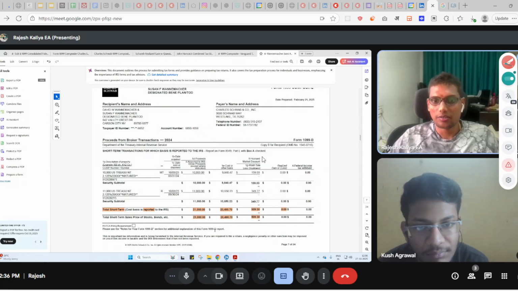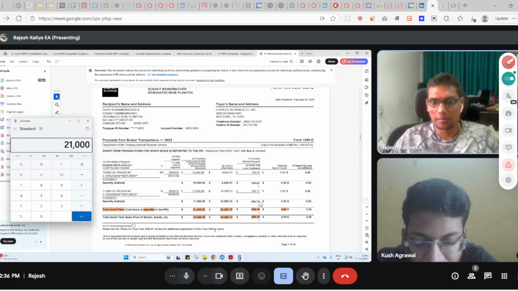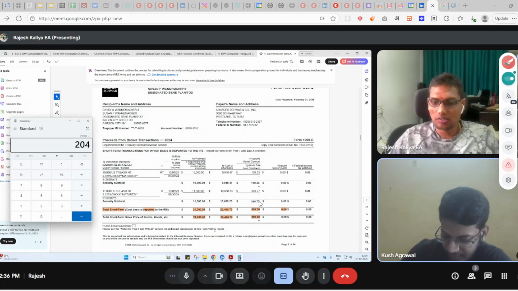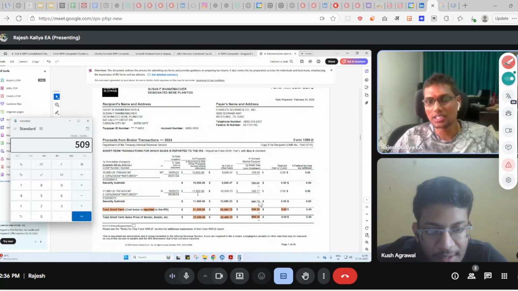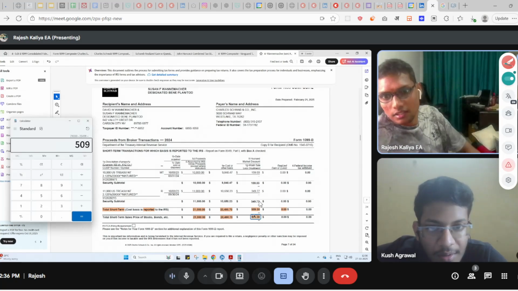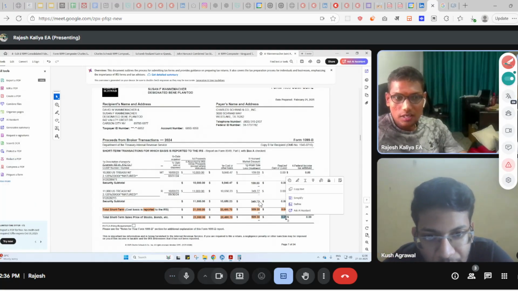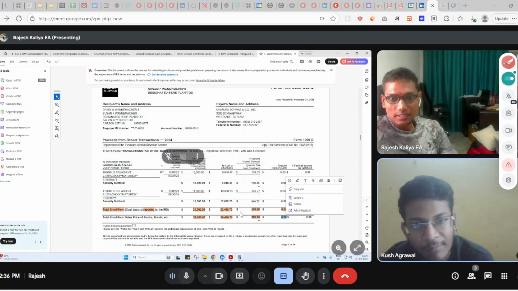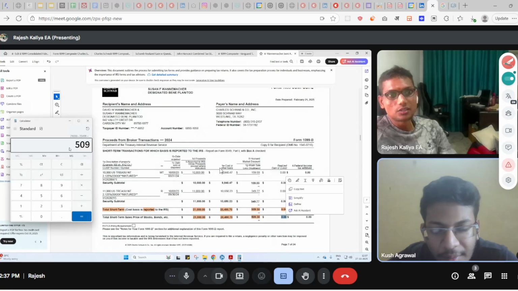So here what happened: 21,000 is the proceeds, the sale price, and 20,491 is the cost price. So 509 is the difference. 509 was the loss, wash sale disallowed. So that is the reason they didn't realize any gain or loss. And this was disallowed because we had a wash sale within 31 days.